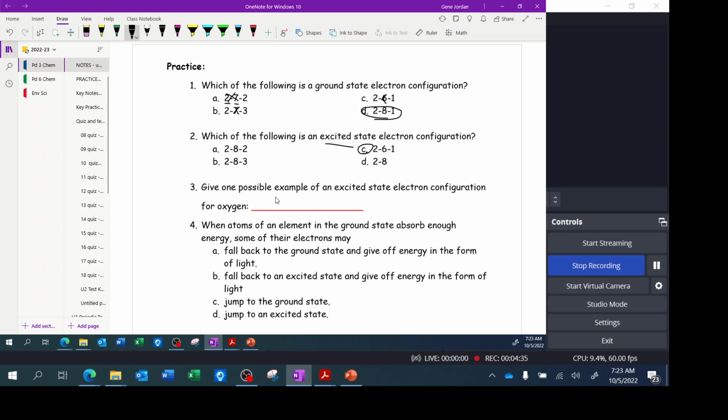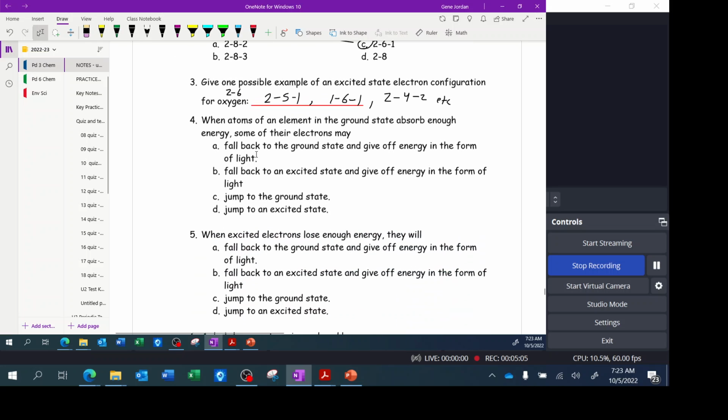All right. For one possible excited state for oxygen, we have to just look up oxygen and know that its normal configuration is 2-6. And so an excited state could be 2-5-1. Or you could have 1-6-1. Those electrons just have to move from a lower level to a higher level. You can even have 2-4-2. And it goes on. There's no wrong answer as long as you have the appropriate number of electrons.